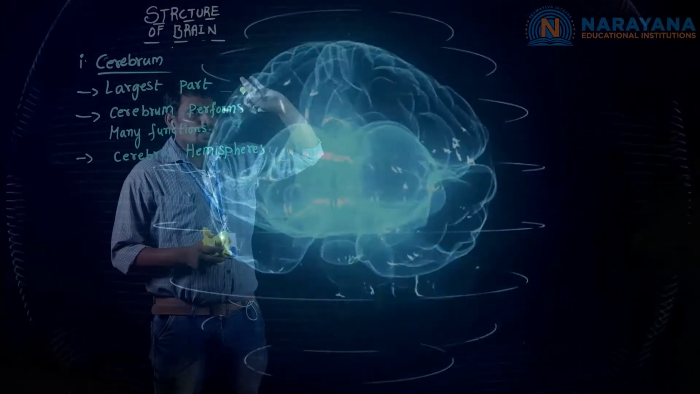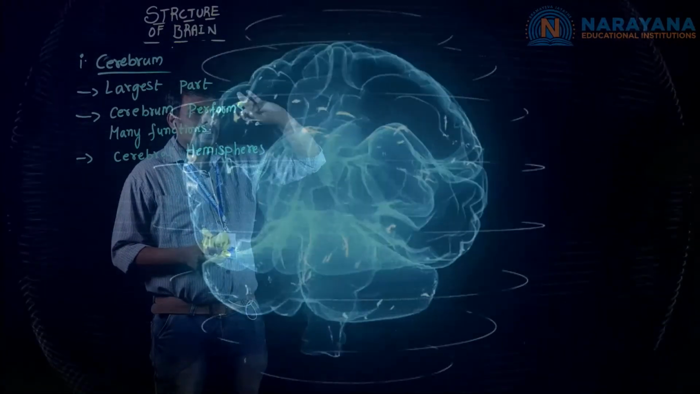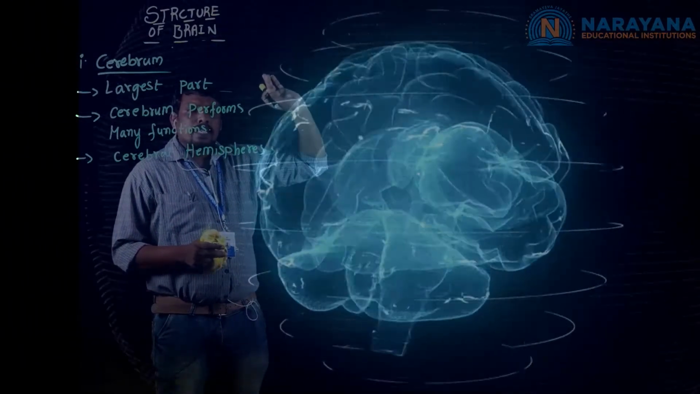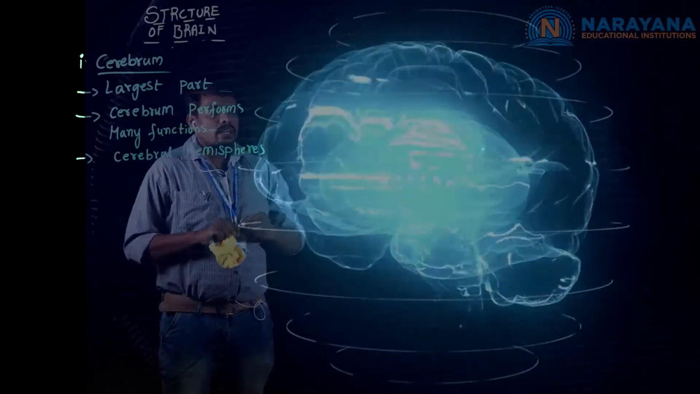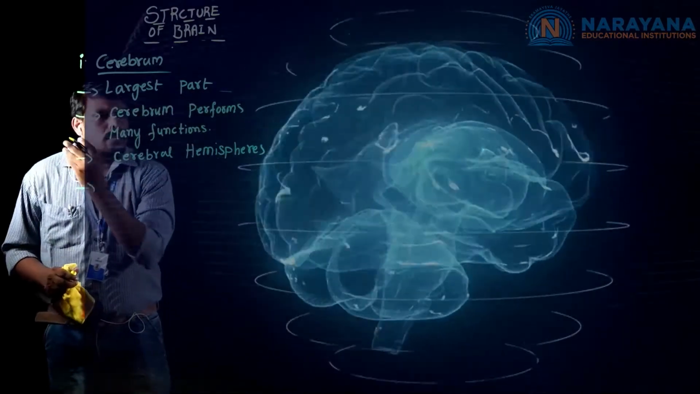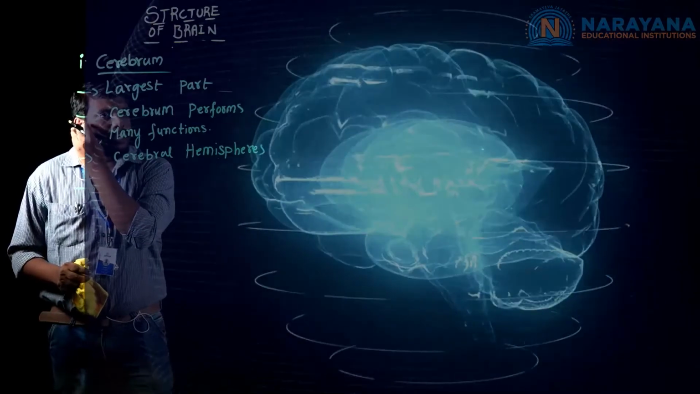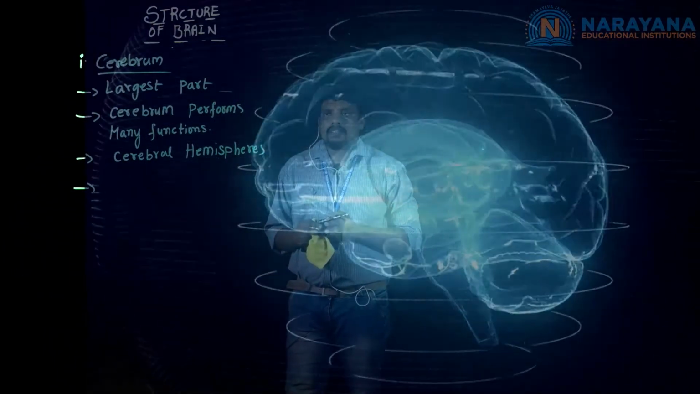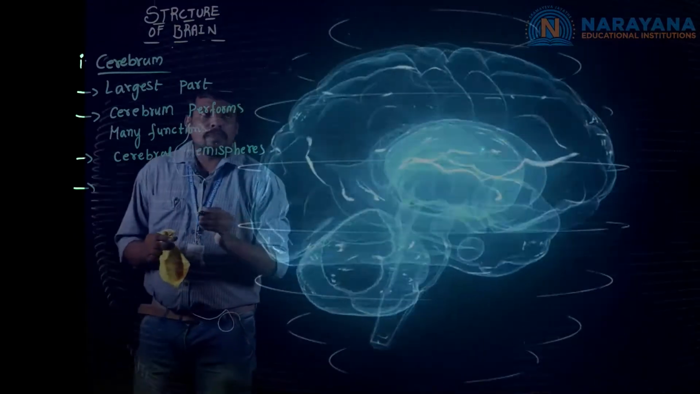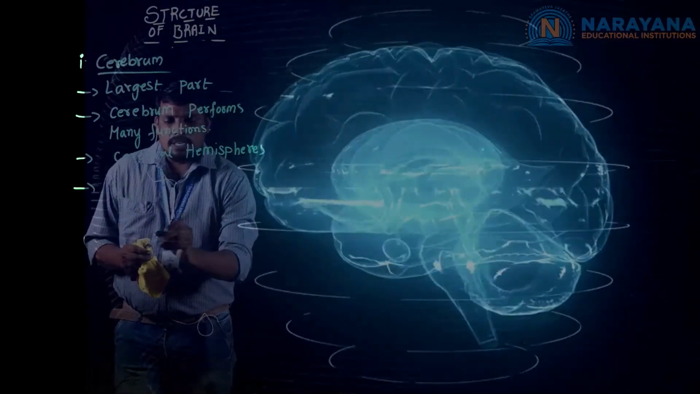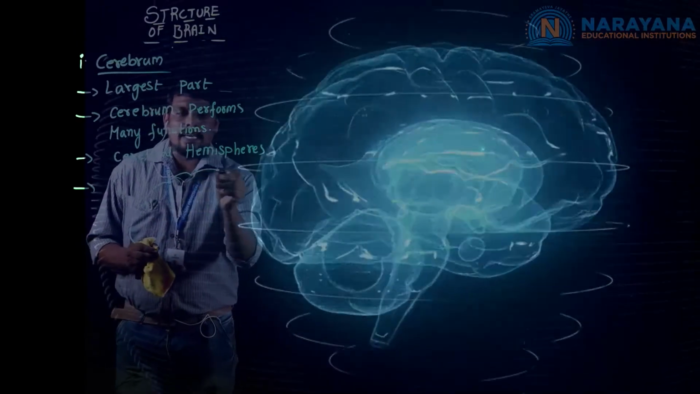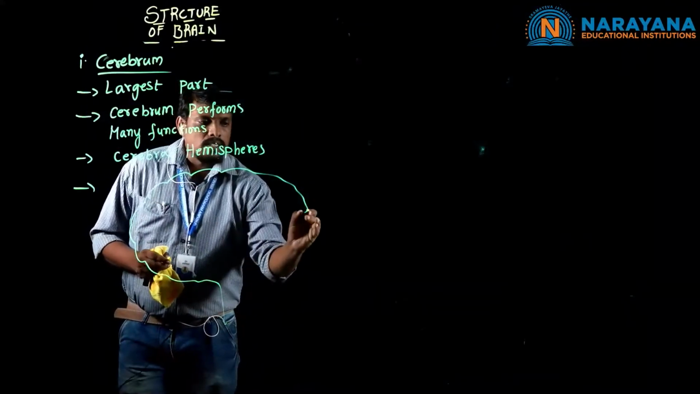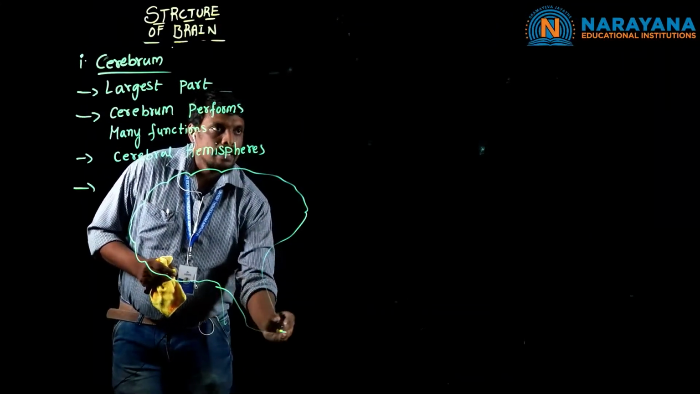I want to give a question to you. Let us try to think. Here, cerebrum is covered by cerebral hemispheres. Cerebral hemispheres are divided into left cerebral hemisphere and right cerebral hemisphere. Clear? So for your better understanding, I will draw the diagram here.